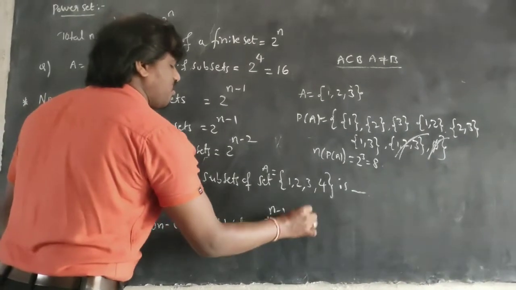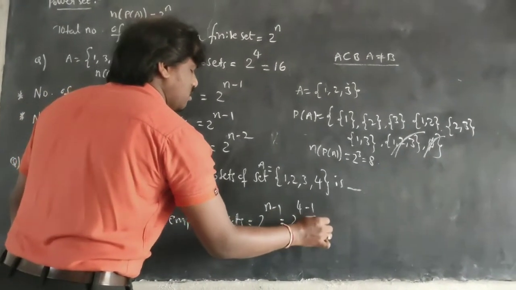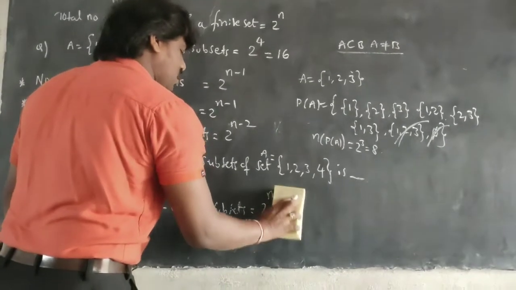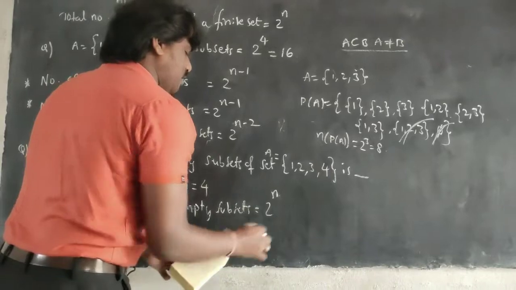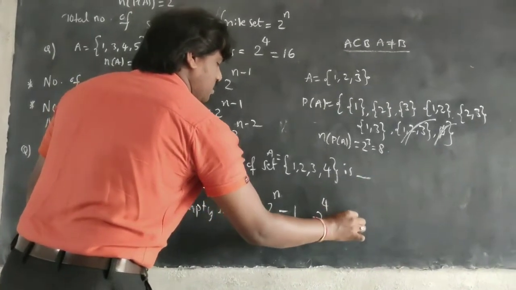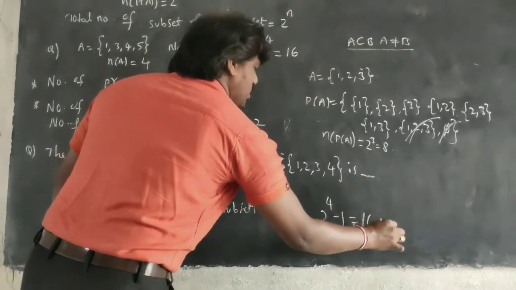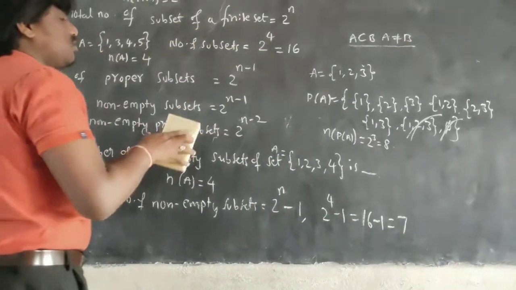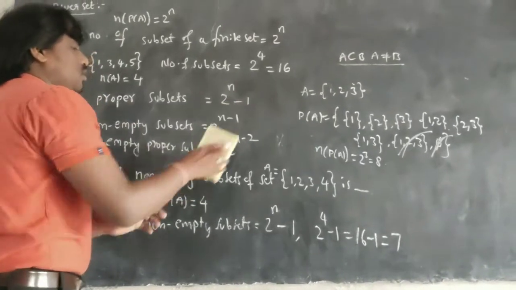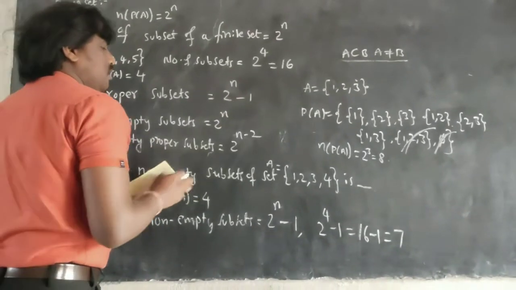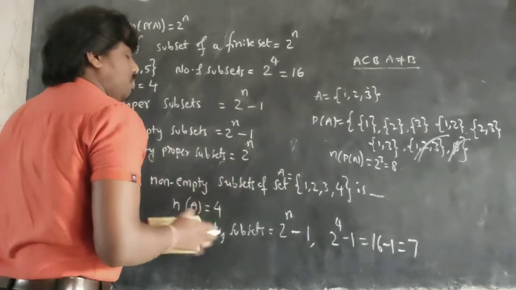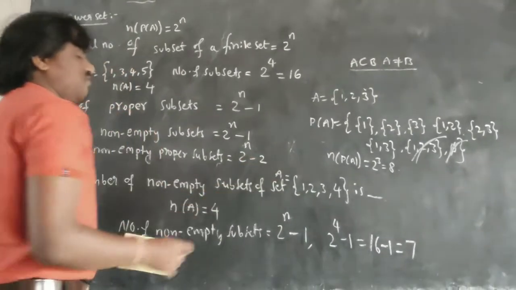That is 2 power 4 minus 1. 16 minus 1, that is 17. This is 2 power n minus 1. The minus 1 is not a power. Is 2 power n minus 2 the formula?